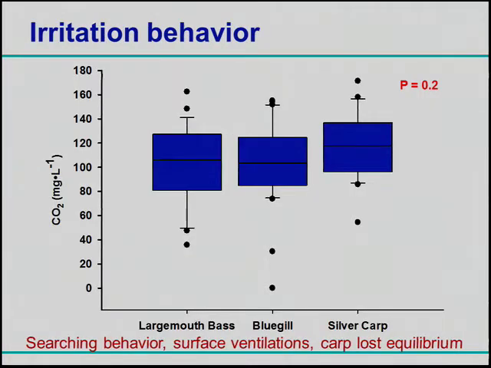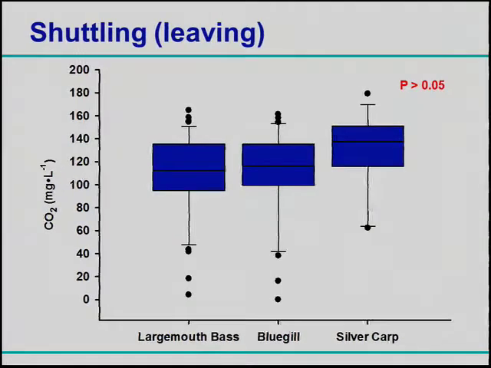The data look fabulous. Largemouth bass, bluegill, and silver carp, and there's the concentration of carbon dioxide, where in this particular, first thing we measured was what we called irritation behavior. Basically, after being exposed to the CO2, the animals start to surface ventilate, they start to search around, start to get kind of woozy and kind of wobbly, and that happens at around 100 milligrams per liter CO2. They don't like it. Eventually, go a little bit higher at about 110, they eventually all leave.